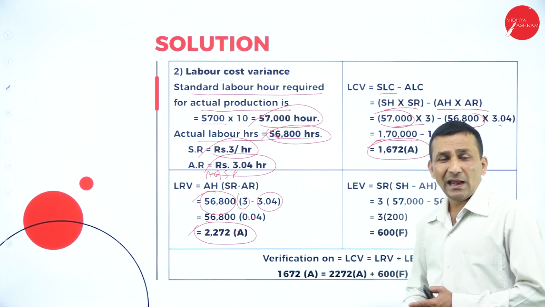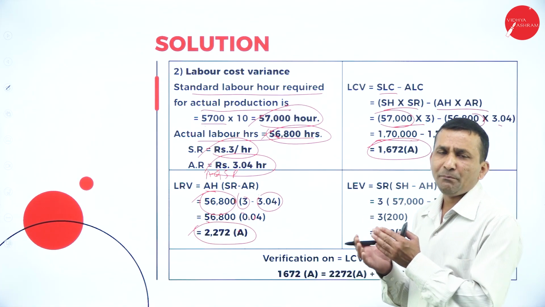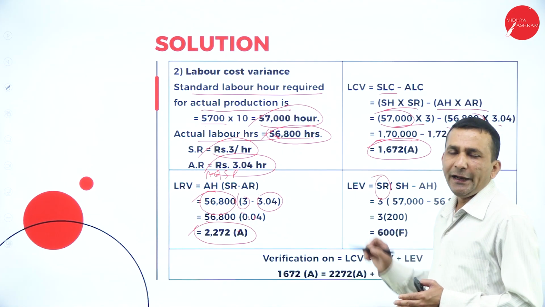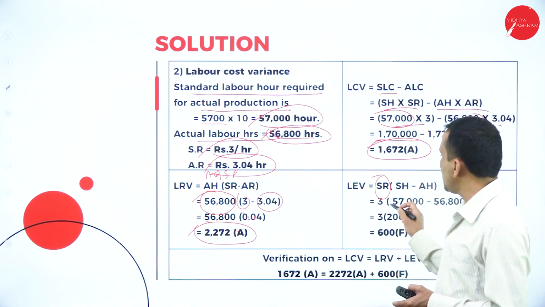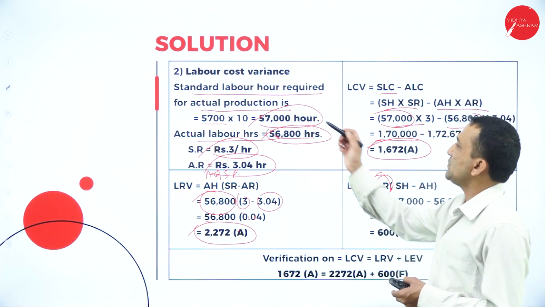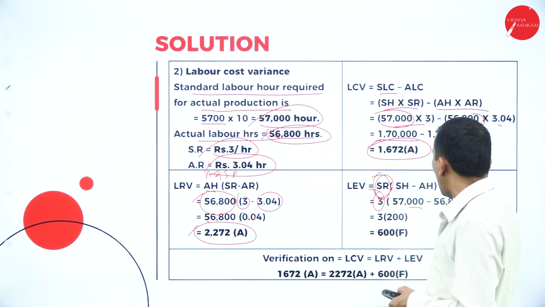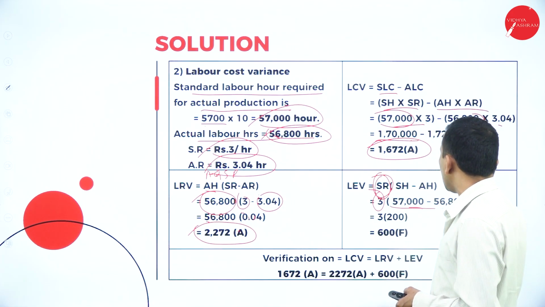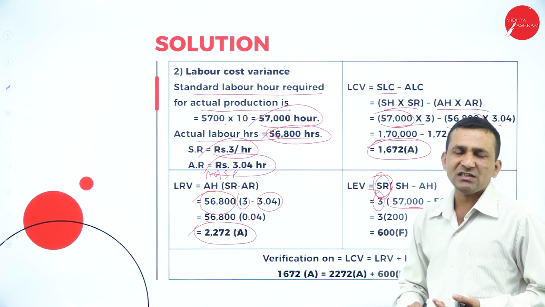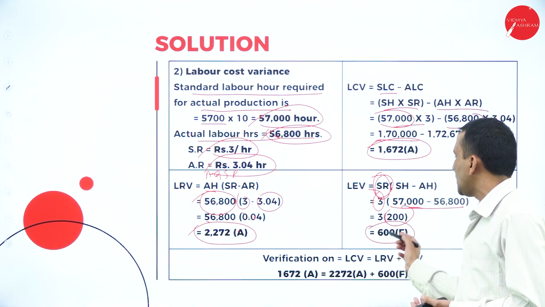Now moving to the labor efficiency variance. Under labor efficiency, labor is always compared with efficiency. We need to find standard rate into standard hours minus actual hours. The standard rate given in the question is 3, and the standard hours we calculated is 57,000 minus actual hours 56,800. Obviously here we get a positive result. So 57,000 minus 56,800, the difference is 200. 200 into 3 is 600, a favorable result.